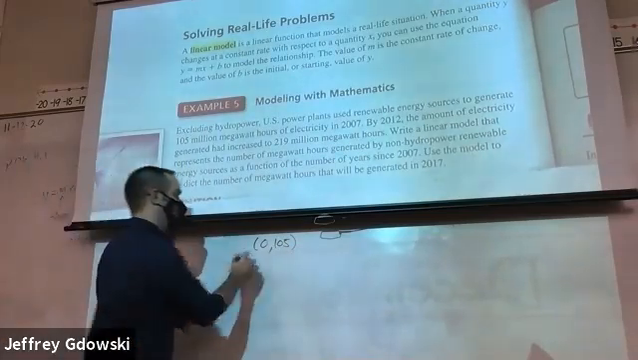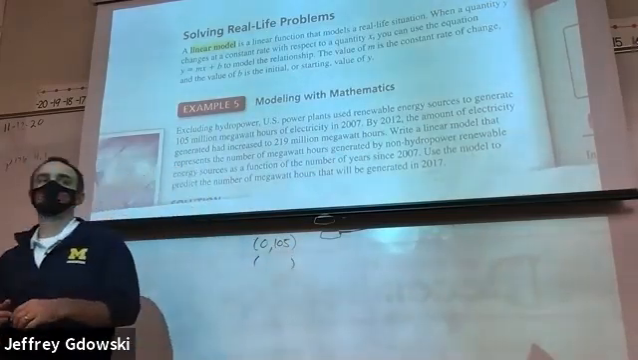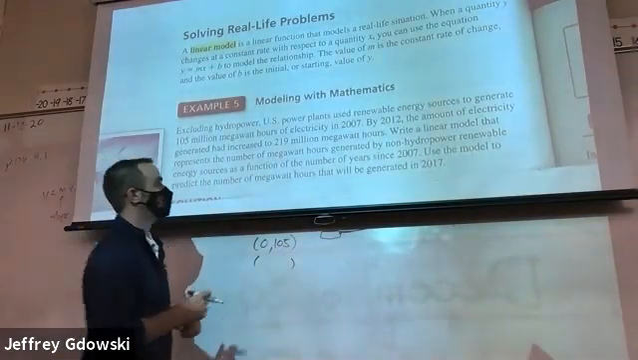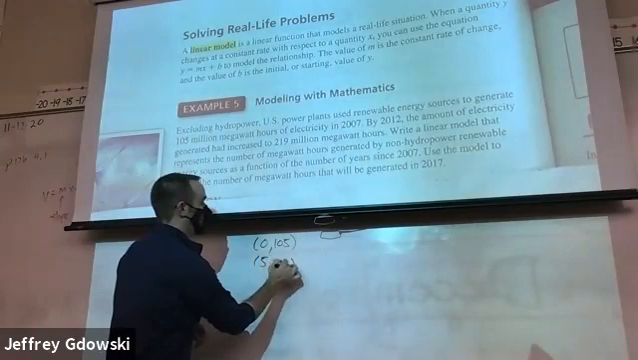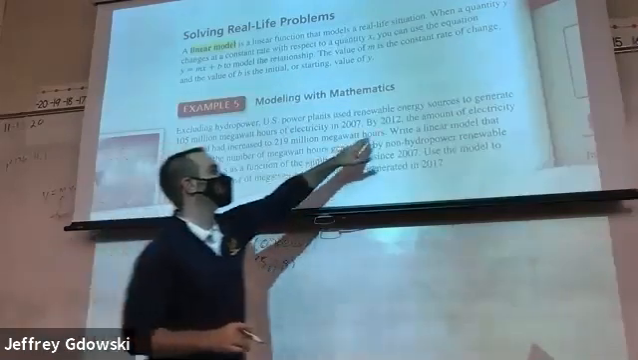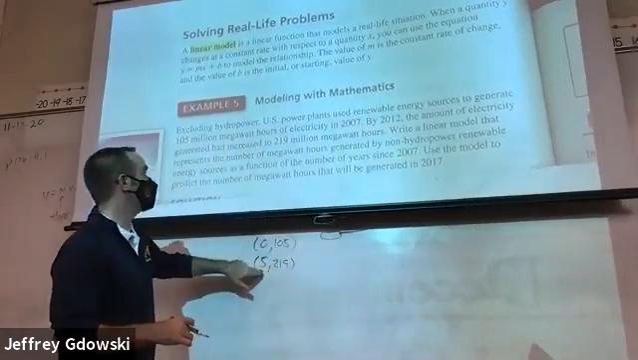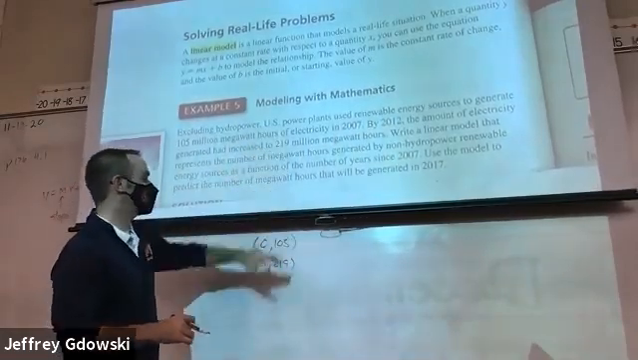What would my other ordered pair be? What's my other ordered pair here? Ben? 5, 219. Yeah, 5, 219. Because now it's 2012. We're 5 years later. So x is 5. And we've got 219 million.